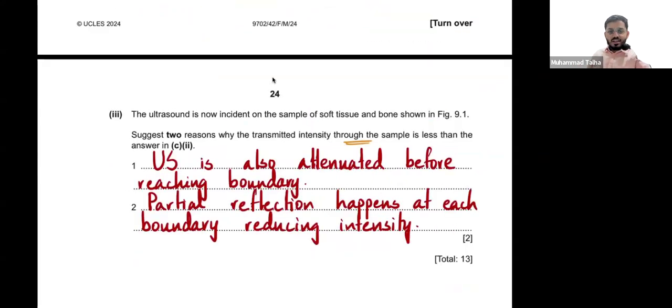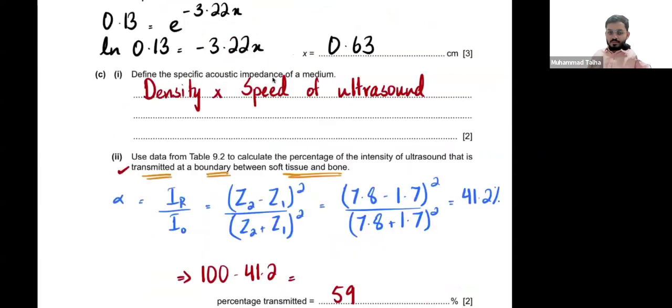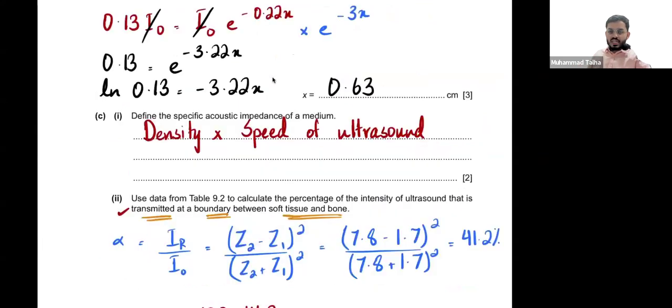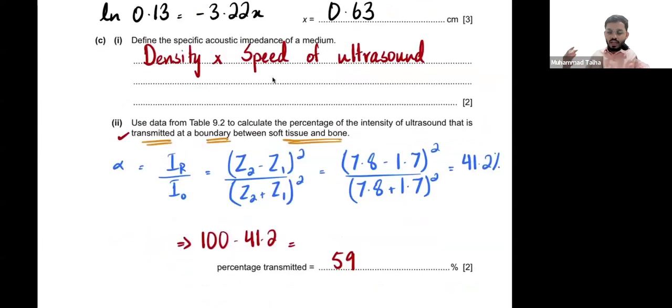Again, another contender for hardest question. Ultrasound is now incident on the sample of soft tissue and bone as shown. Suggest two reasons why the transmitted intensity is less than the answer in C2. So what's the idea here? In both of these numericals that we did, we did not take care of the idea of what boundary is before, what boundary is after, right?